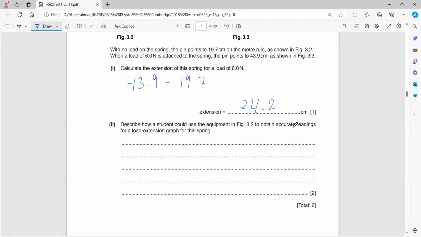Describe how a student could use the equipment to obtain an accurate reading. How can he use this equipment?